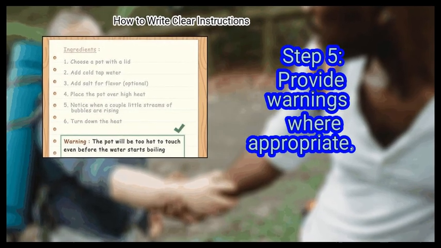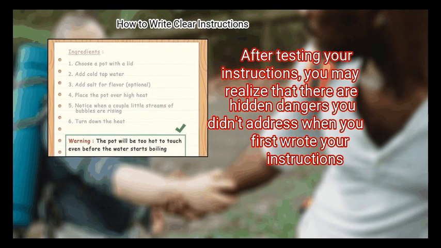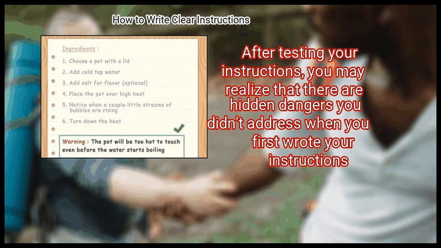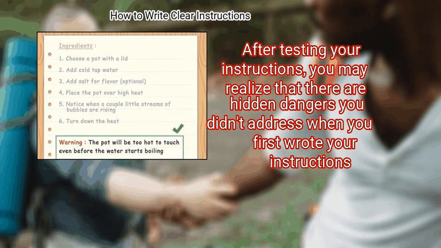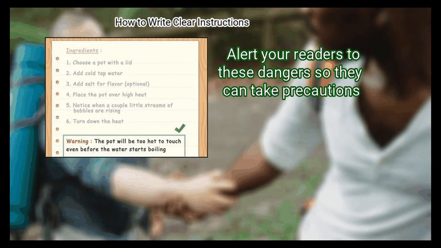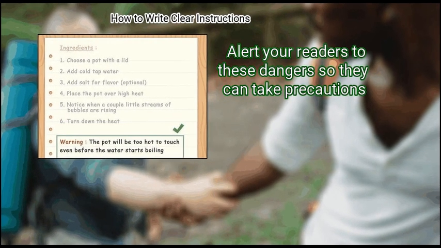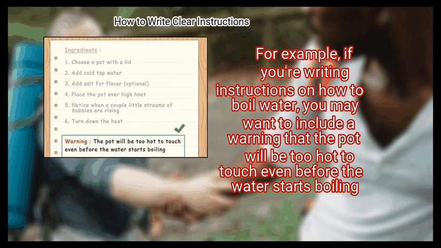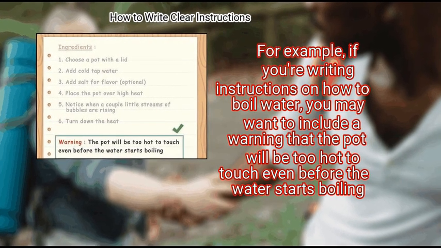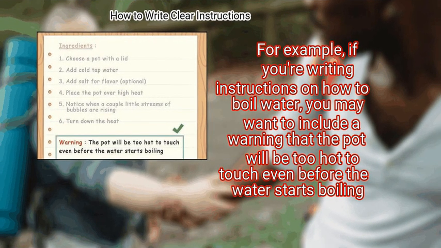Finally, provide warnings where appropriate. After testing your instructions, you may realize that there are hidden dangers you didn't address when you first wrote your instructions. Alert your readers to these dangers so they can take precautions. For example, if you're writing instructions on how to boil water, you may want to include a warning that the pot will be too hot to touch even before the water starts boiling.